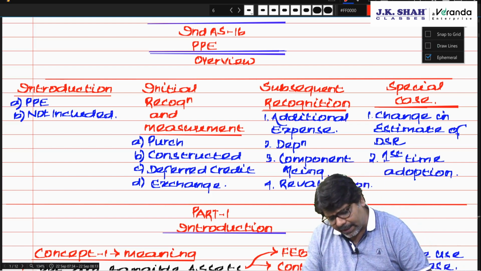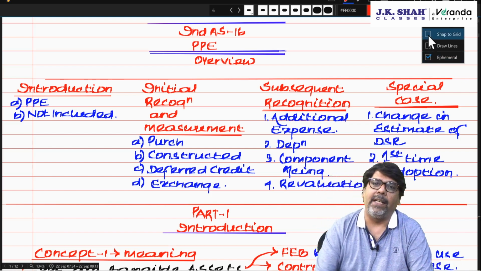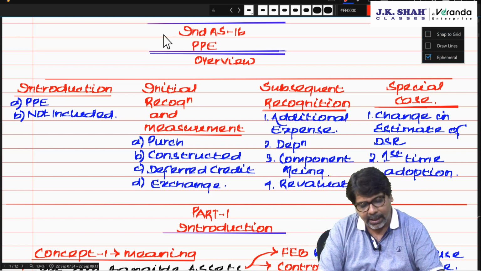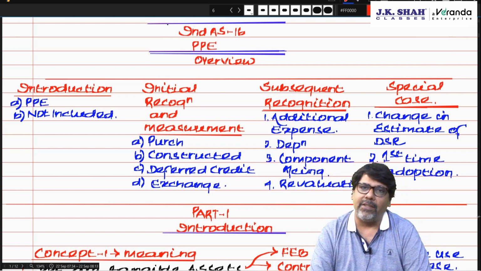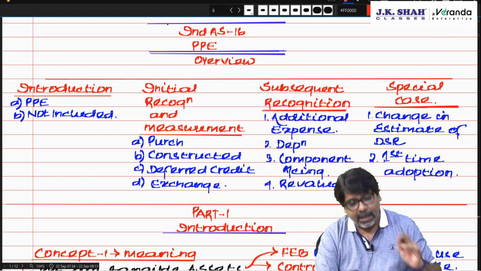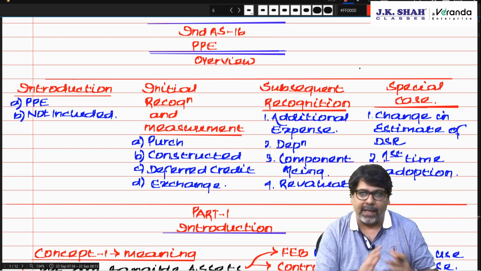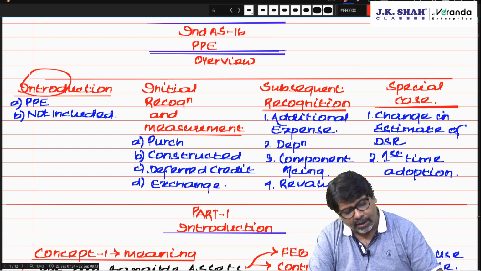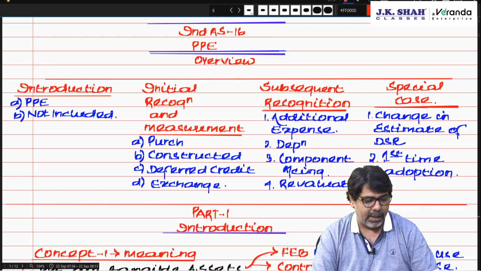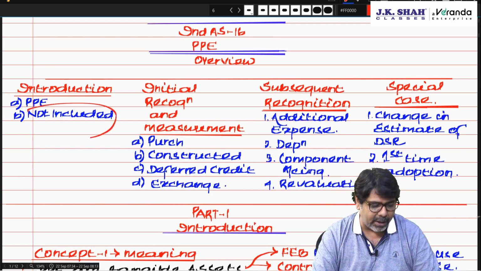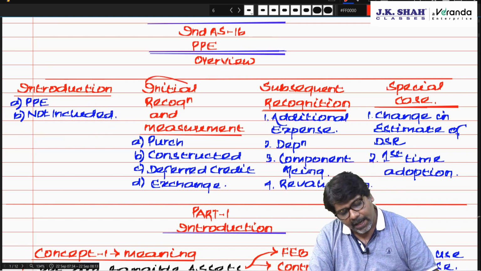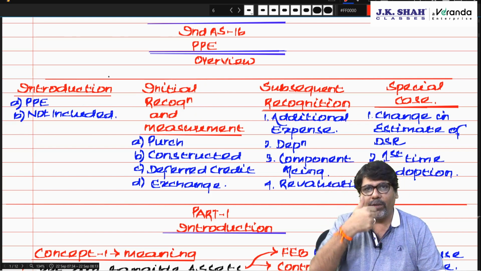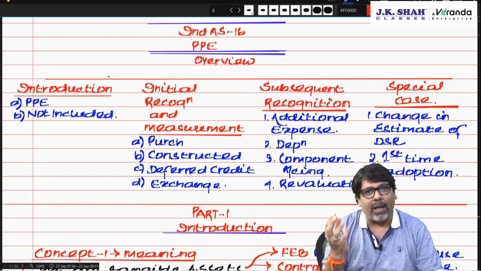Now Ind AS 16, you all have studied in intermediate also, Property, Plant and Equipment. So basically this standard deals with tangible fixed assets, correct? Now, the overview of this standard: it is divided into many parts. First is the introduction, which deals with the definition of PPE and what is not included in PPE. Initial recognition means when the asset is recorded for the first time, what should be the journal entry and at what amount it would be recorded.